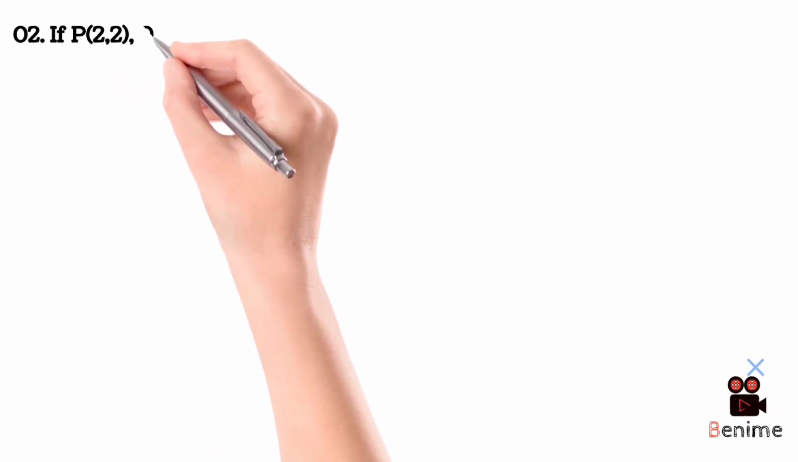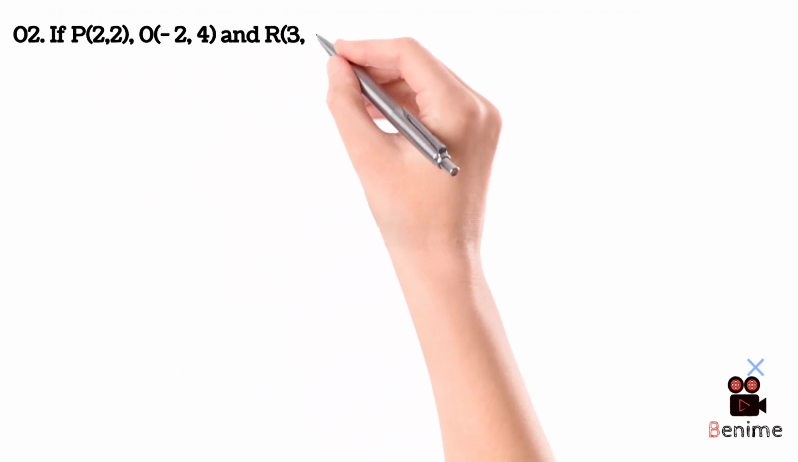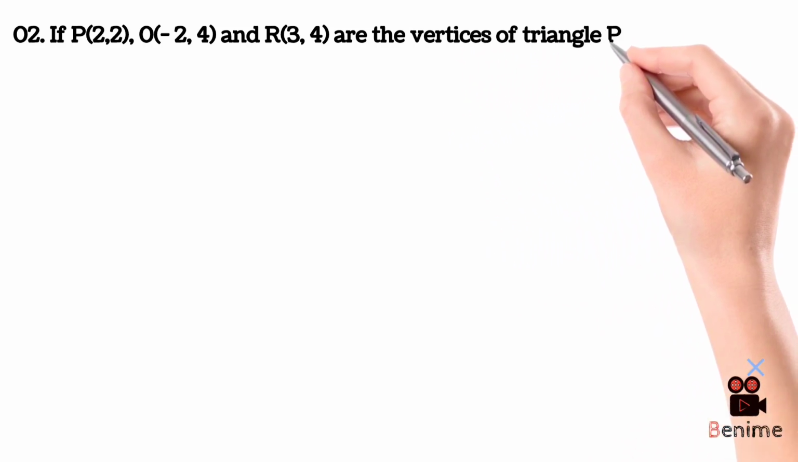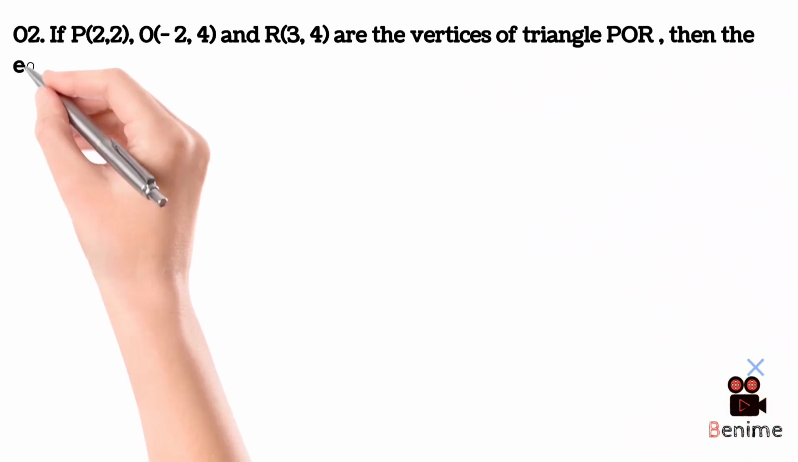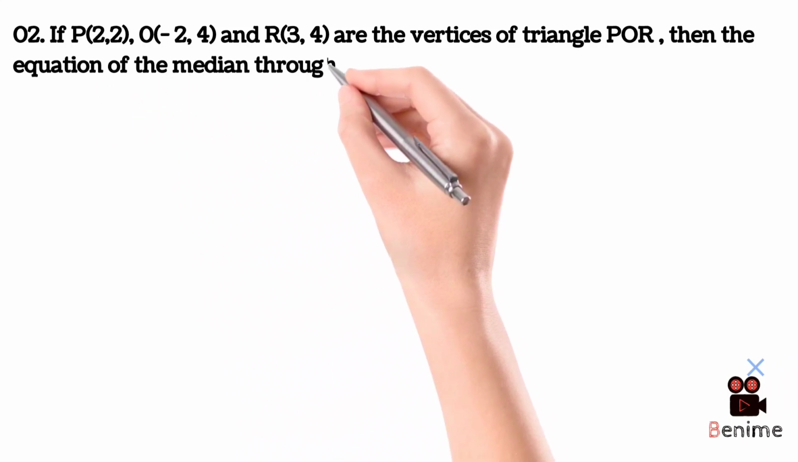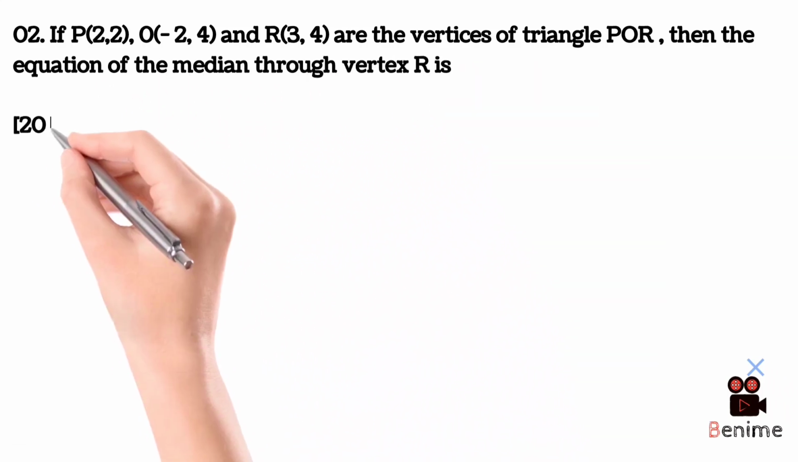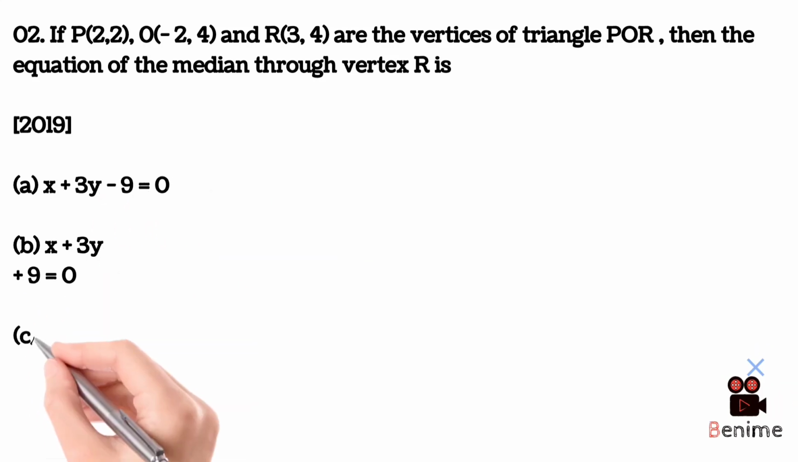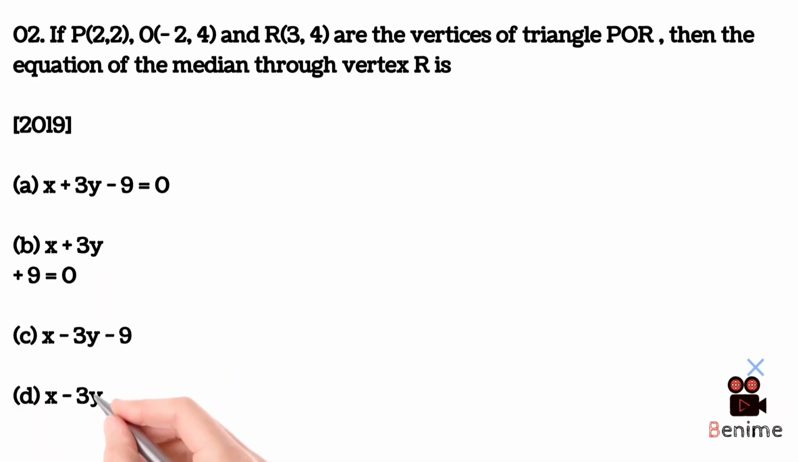Q2. If P(2, 2), Q(2, 4) and R(3, 4) are the vertices of triangle PQR, then the equation of the median through vertex R is: A. x plus 3y minus 9 equals 0. B. x plus 3y plus 9 equals 0. C. x minus 3y minus 9 equals 0. D. x minus 3y plus 9 equals 0.